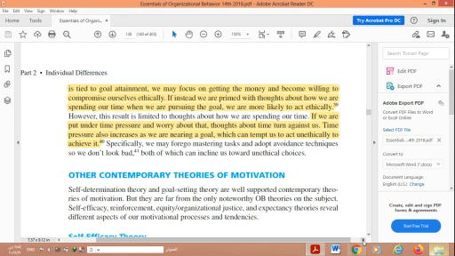But there is a case that tells us if we are put under time pressure and worry about that, thoughts about time turn against us. What does that mean? Time pressure also increases as we are nearing a goal, which can tempt us to act unethically to achieve it. So it can affect us in the opposite way. Because we are put under time pressure to accomplish this goal, we may act in an unethical way just to achieve it.